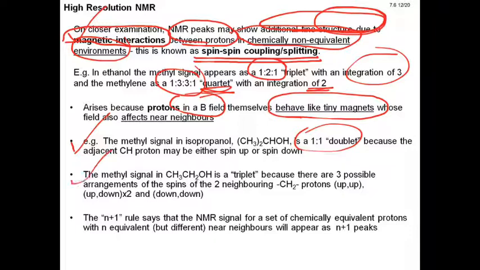This one here is a triplet, so it goes on, and this rule comes into play now. This is the n+1 rule that says that the NMR signal for a set of chemically equivalent protons with n equivalent but different near neighbours will appear as n+1 peaks. Well, that was some double Dutch, wasn't it? I'll show you. All will be revealed. Here we go. Next screen.